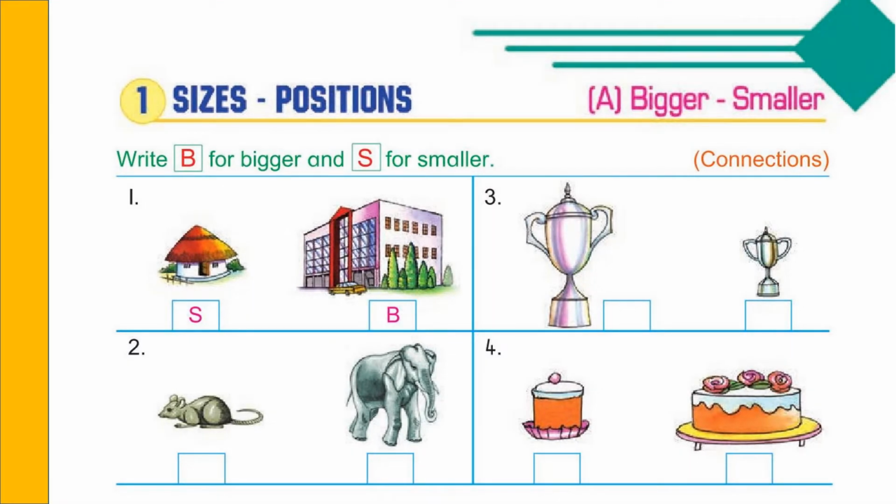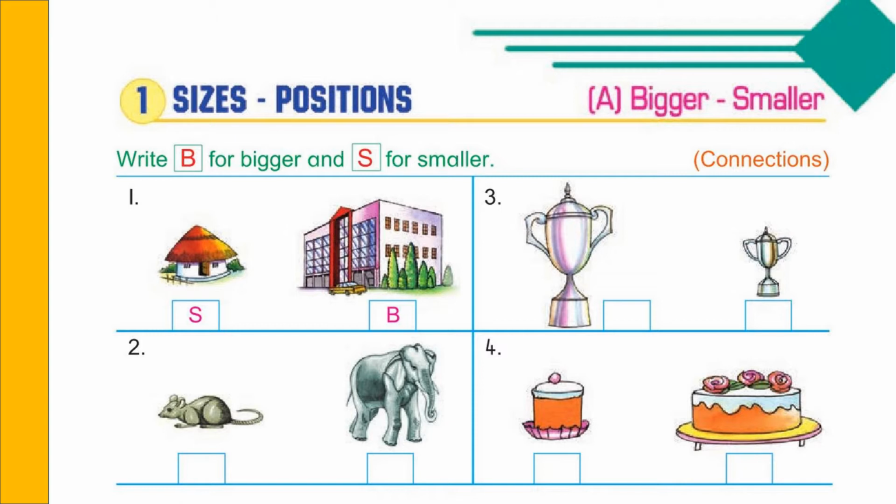The first one is bigger and smaller. Here they have given some objects or images where we are going to compare them to check which is the bigger one or the smaller one. Look at the example at number 1. I can see a hut and a big building. So which one is bigger among the two? The building is bigger than a small hut. So here they say B is for bigger, S is for smaller.